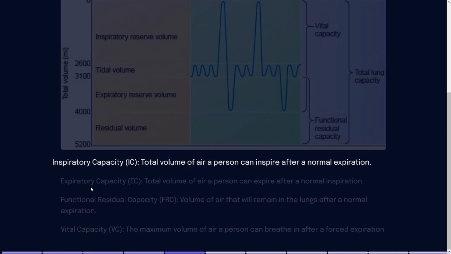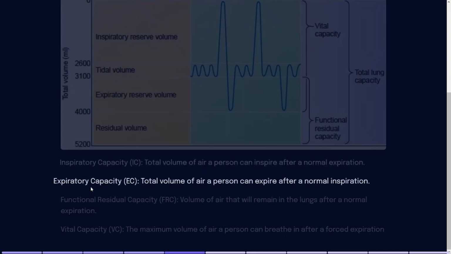Now, inspiratory capacity is the total volume of air a person can inspire after a normal expiration. So after a normal expiration, you can inspire tidal volume plus IRV, because that much space will be present in your lungs. You can do the math and find out the inspiratory capacity in humans, which is tidal volume plus IRV.